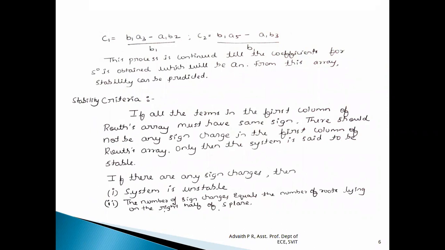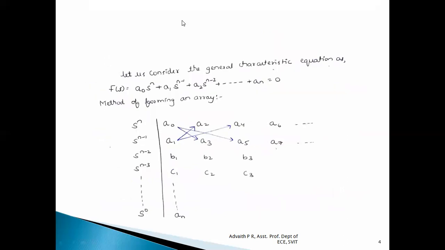If there are any sign changes in the first column of the Routh array, then the system is said to be unstable. And the number of sign changes will be equal to the number of roots lying on the right half of the S plane. So let me annotate and let me show you.